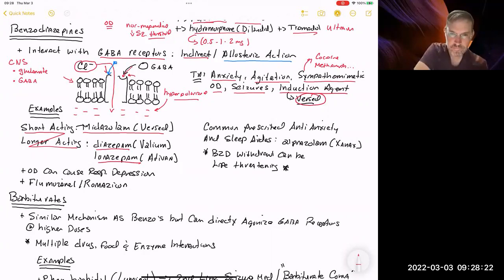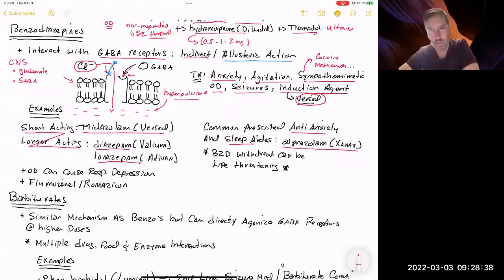These are also commonly prescribed outside the hospital, and these are commonly used as anti-anxiety or anxiolytic medications and sleeping aids. For example, a common one is something called alprazolam or Xanax, which is an oral prescribed benzodiazepine. And I also want to be very clear, benzodiazepine withdrawal is one of the two withdrawal syndromes that can be acutely life-threatening.